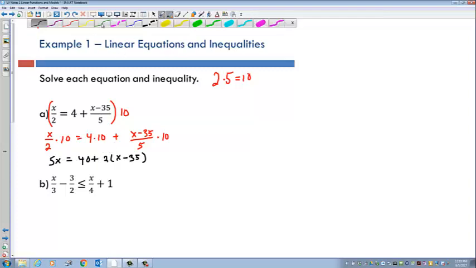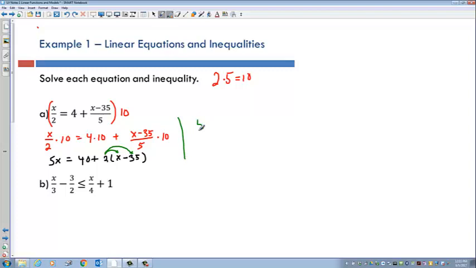And then the next step will be to multiply through by this 2 to unlock the x, and then we can get all the x stuff to one side. So what we're going to have is a 5x on the left equal to 40 plus 2x, and then a minus 2 times 35, which is minus 70. And so then we combine like terms, so we have a 5x on the left, and then a 40 minus a 70 is actually a minus 30, so we have 2x minus 30. We're going to subtract 2x from both sides to get all the x's to one side.